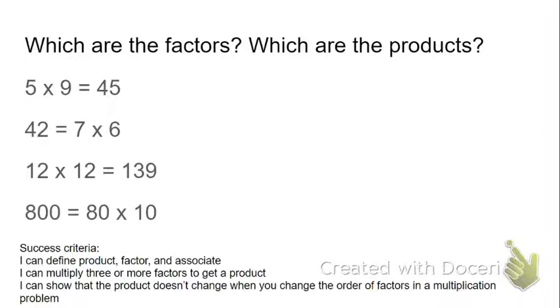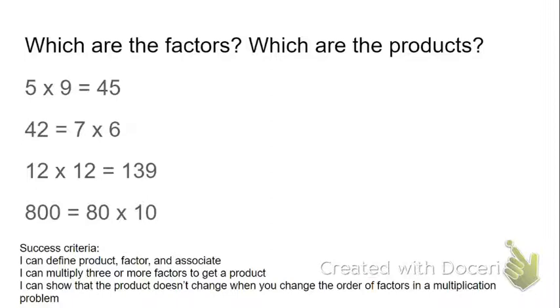So here we have 5 times 9 are the factors, 7 times 6 are the factors, 12 and 12 are the factors, and 80 and 10 are the factors. The product of the first one is 45, 42, 139, and 800. Although again, one of those is wrong.